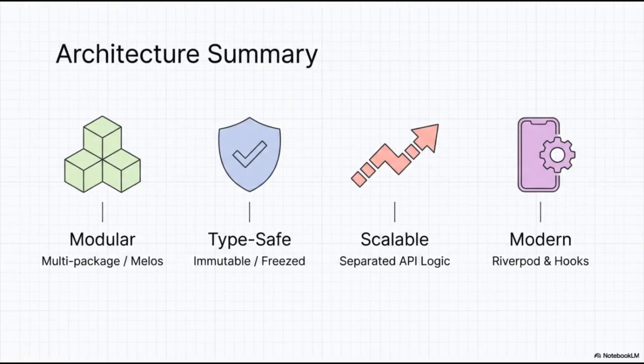This architecture summary outlines the four key pillars of our technical foundation. First, we maintain a modular structure using a multi-package approach managed by Melos, which ensures clear boundaries and enhances code reusability. Second, we prioritize a type-safe environment by enforcing immutability through the freezed package, significantly reducing the risk of runtime errors. Third, the system is designed to be scalable by strictly separating API logic from the presentation layer, allowing the codebase to grow without increasing complexity.